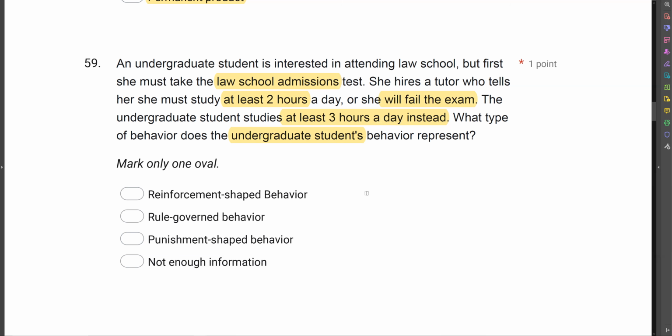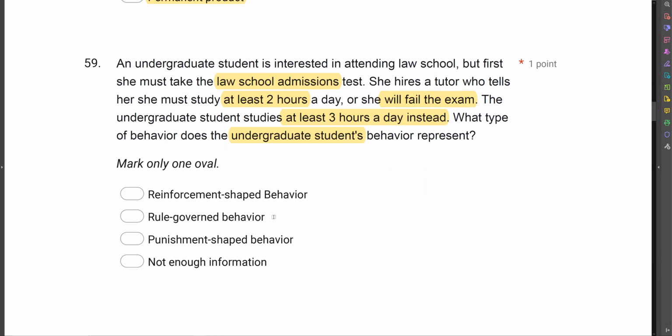Is it A, reinforcement shaped behavior? Well, no, she hasn't come in contact with the consequence. All that has occurred is the tutor basically stated the rule, right? You have to study at least 2 hours a day or you're going to fail the exam. So even though she hasn't failed the exam, she hasn't been reinforced or punished, her behavior changed. And why? Well, because of the rule. This is B, rule-governed behavior.